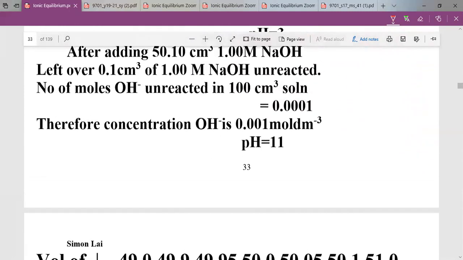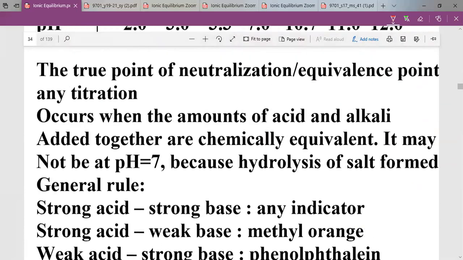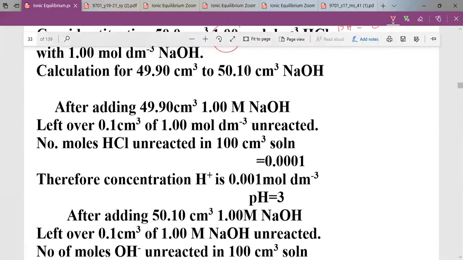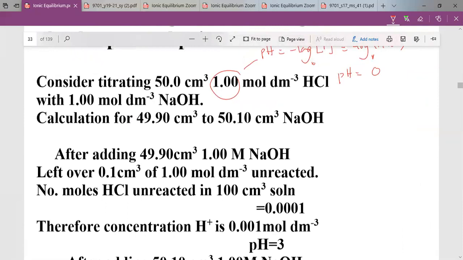Always draw the diagram. Now, what you did in your AS is you got a burette here. A picture paints 1,000 words, as you say. And then you got your titration flask here. This is not the best drawing, never mind. What you put inside depends on the question.